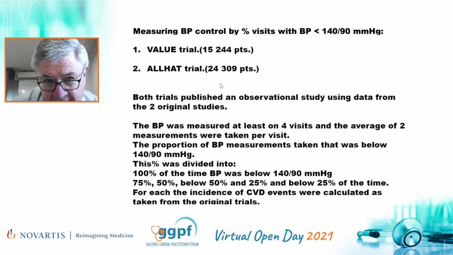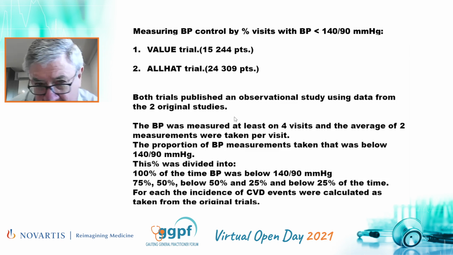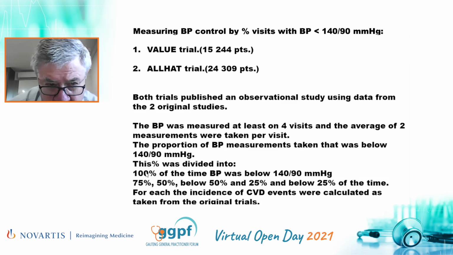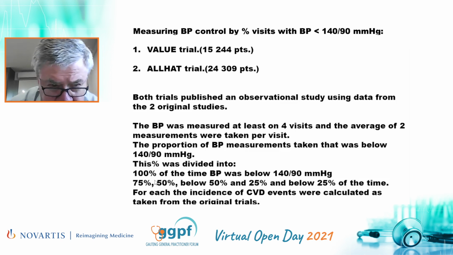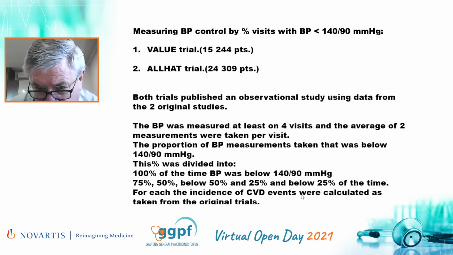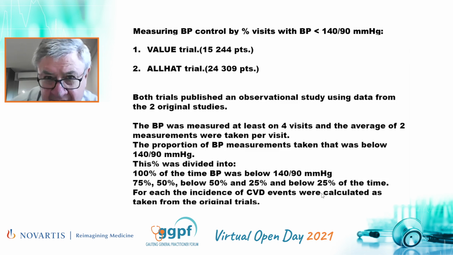Both studies were published and both used at least 4 measurements in the 3 or 4 years of the study. So every time you measure the blood pressure, you measure it twice with a minute or 2 minutes in between. You take the average and then you work out the proportion of blood pressure measurements that was below 140. And they divided it into 100% of the time controlled, 75%, 50%, below 50, 25, below 25. So you can do that, whatever. And for each, the incidence of cardiac events was calculated.